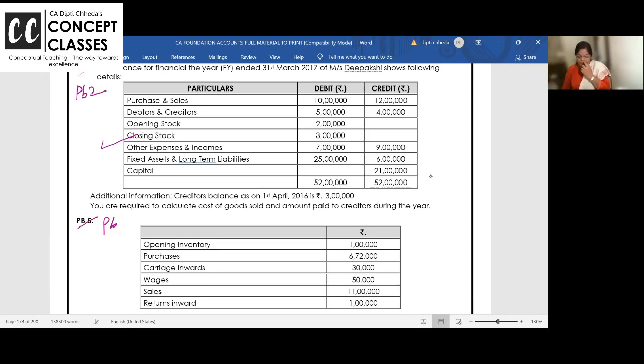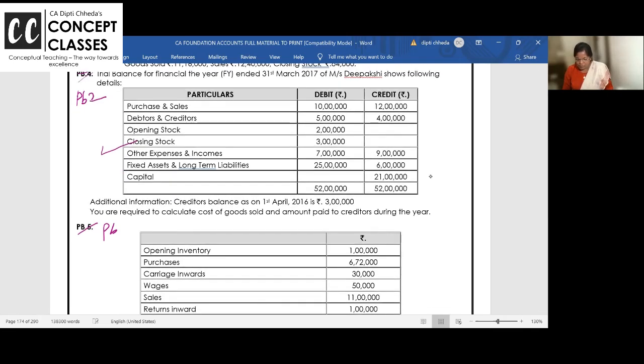Abhi karte hain saath mein. Additional information is given. Creditors opening balance is given as 3 lakh, closing balance is given. You are required to calculate the cost of goods sold and amount paid to creditors. In Hindi, I call such problems "sir per bina ke problem". Ma'am, you taught us how to prepare trading account, and now where is the trading account? If you are clear with that, can you calculate the cost of the goods sold?